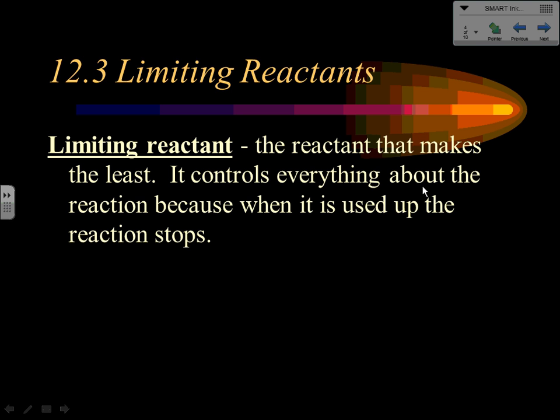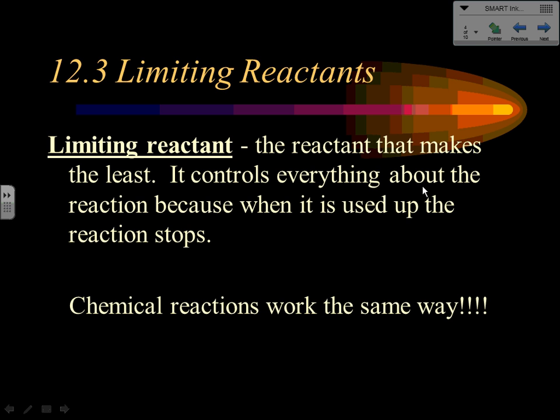And remember, limiting makes less is the key way to doing it. Now, chemical reactions work the same way as recipes do. I ran out of flour, so it looks like flour was my limiting reactant. Once I made 3 cakes, I was done with flour. So therefore I stopped using butter and I stopped producing cakes.